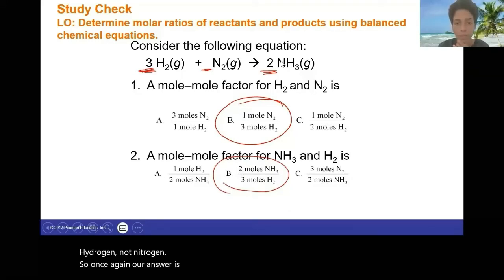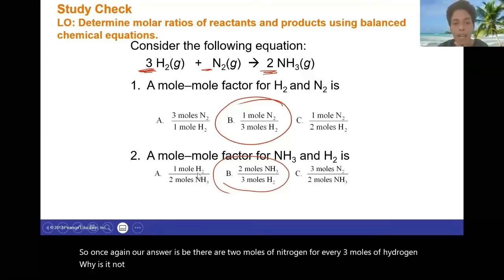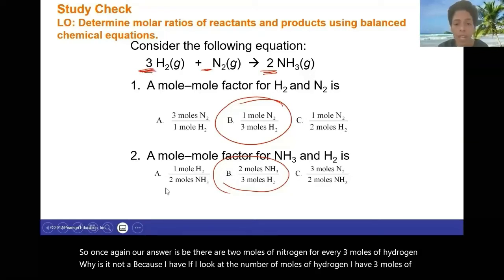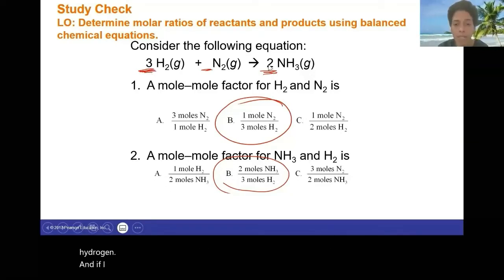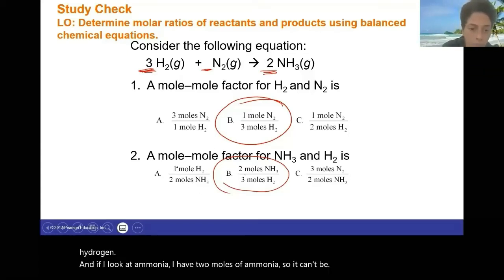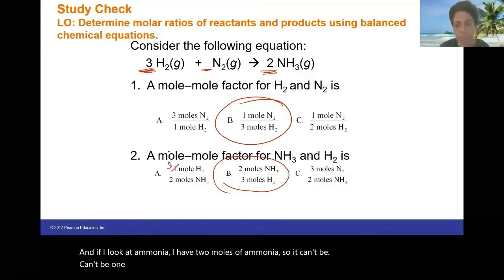There are 2 moles of nitrogen for every 3 moles of hydrogen. Why is it not A? Because if I look at the number of moles of hydrogen, I have 3 moles of hydrogen. And if I look at ammonia, I have 2 moles of ammonia. So it can't be 1 mole of hydrogen, it has to be 3. Okay.